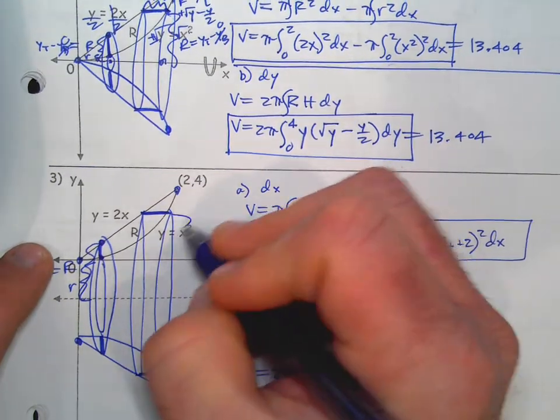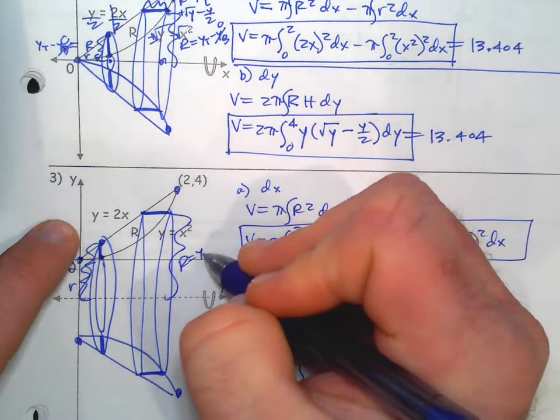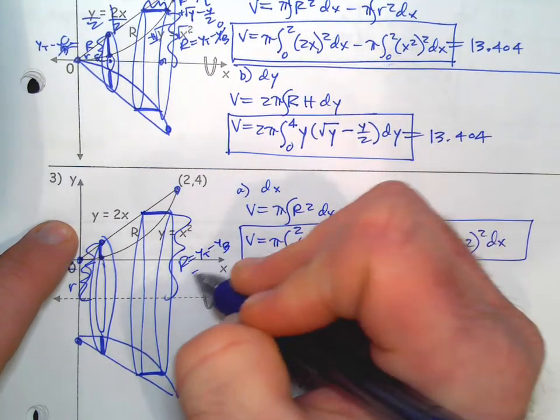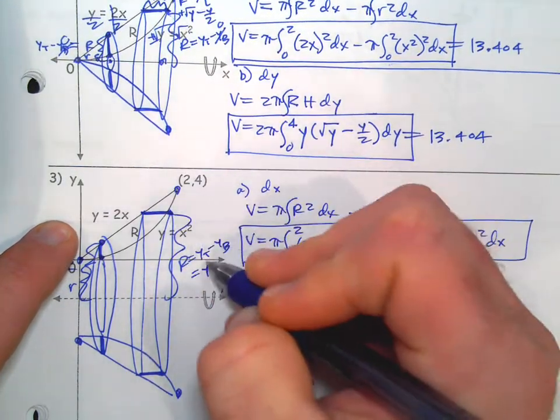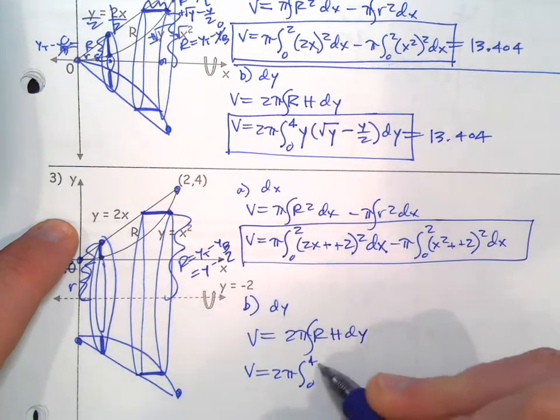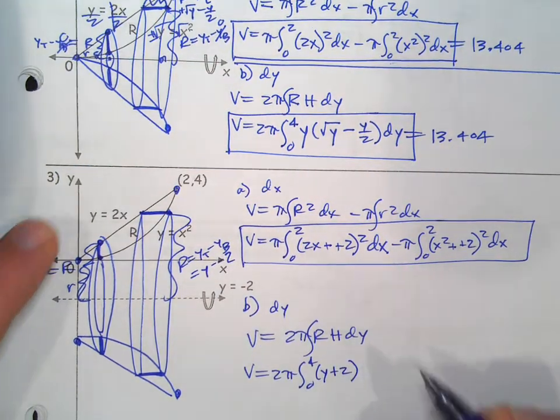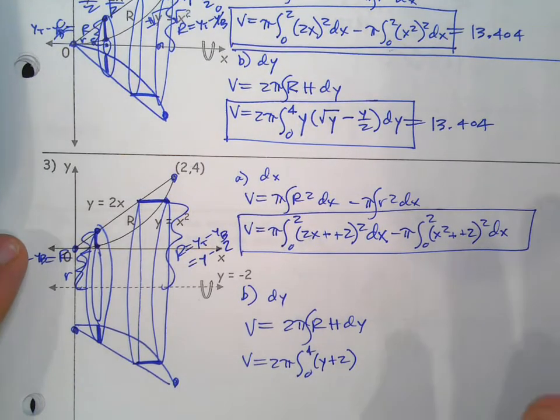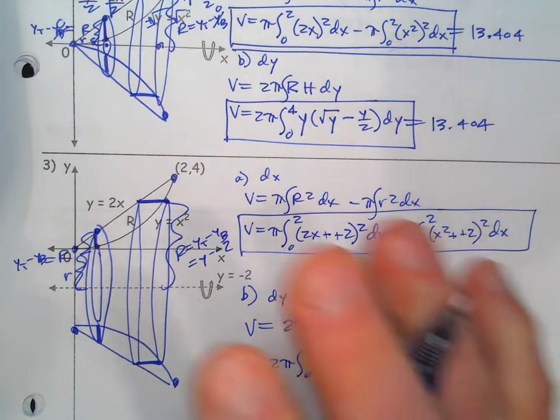Now the radius is y top minus y bottom. Y top is whatever y value we're at minus y bottom, which is -2. So that's going to be y plus 2. So the radius of a shell is always x or y plus or minus a number. That's it. None of the curve stuff.